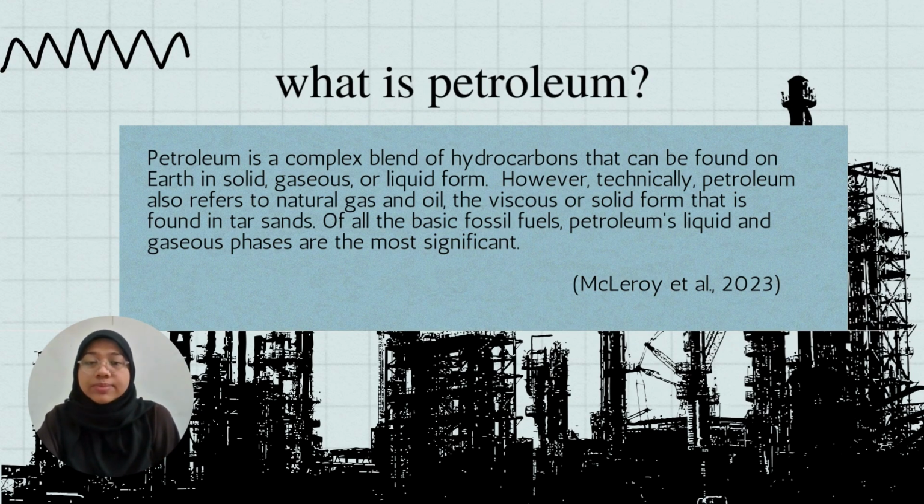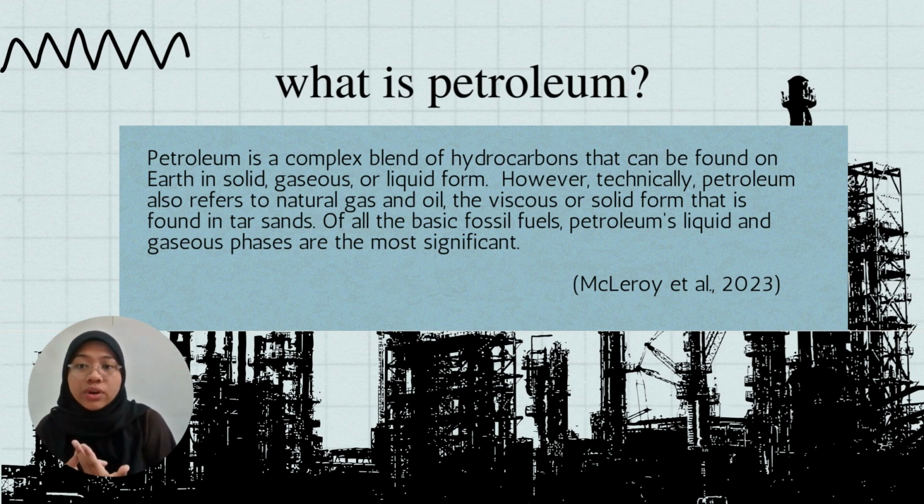First of all, you guys must be curious about what is petroleum. Let me explain. Petroleum is a complex blend of hydrocarbons. What are hydrocarbons? Hydrocarbons are organic compounds consisting entirely of hydrogen and carbon. Next, petroleum can be found on Earth in solid, gaseous or liquid form, but it is commonly known in its liquid form as crude oil.